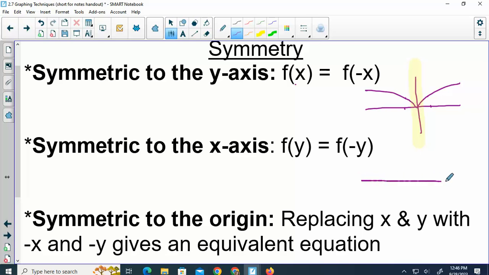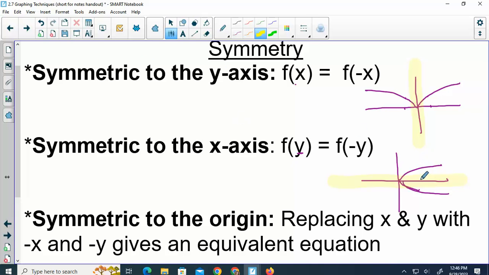Symmetric to the x-axis says f of y equals f of negative y. So we're used to seeing f of x, function notation. F of y, that's referring to the x value we get out when we plug in a specific y. So if I put in some y value, and I'm getting these x's, it's saying when my y is negative, I get the exact same x's. Okay, so if you fold this line on the x-axis, it overlaps itself. So a positive and negative y value correspond to the same x.